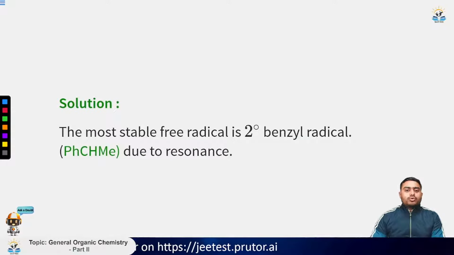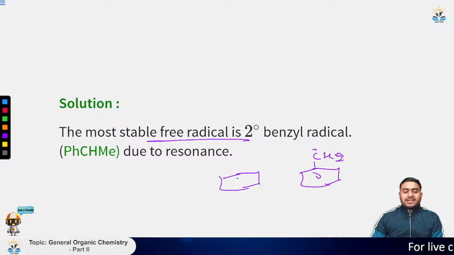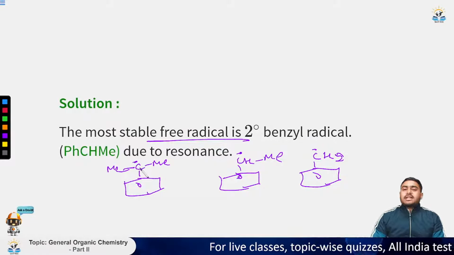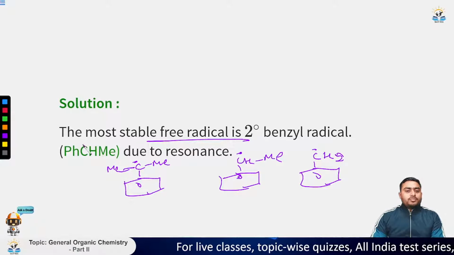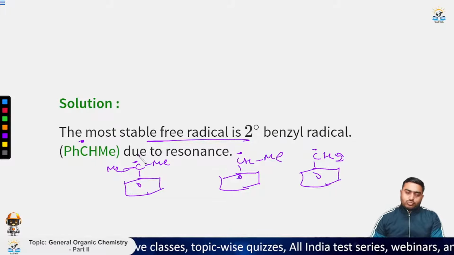So you can see the most stable free radical is the secondary benzylic radical. This is like secondary benzylic radical, this is primary benzylic radical. This is secondary benzylic radical CHMe. And if I attach benzene, carbon, methyl and radical, this is tertiary benzylic radical. So PhCHMe, due to resonance, secondary benzylic radical is more stable.